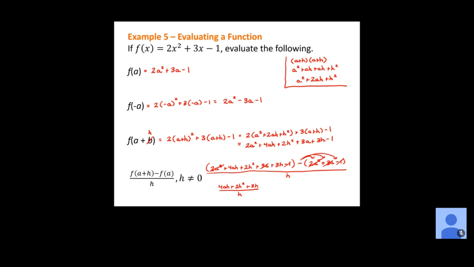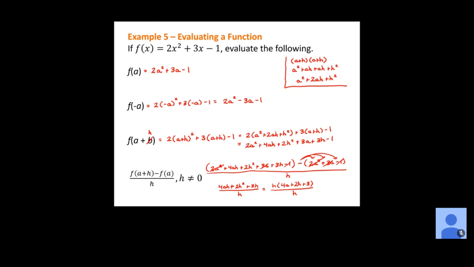Now, is there anything we could do with that to simplify this further? Exactly. We have a common factor of h in the numerator that would cancel out the h in the denominator. So what I'm going to do first is factor out the h up top. We have h times (4a plus 2h plus 3) all over h. Since I have that common factor of h in my numerator, I can factor it out.